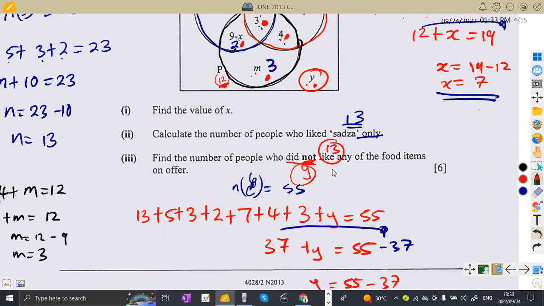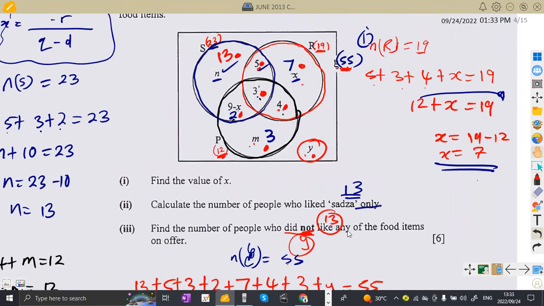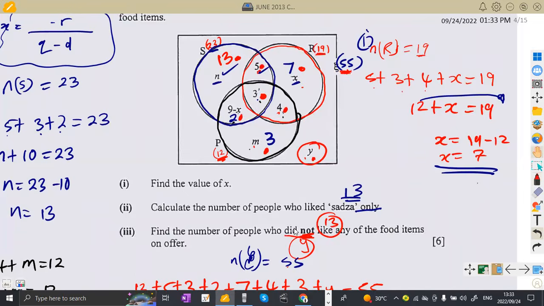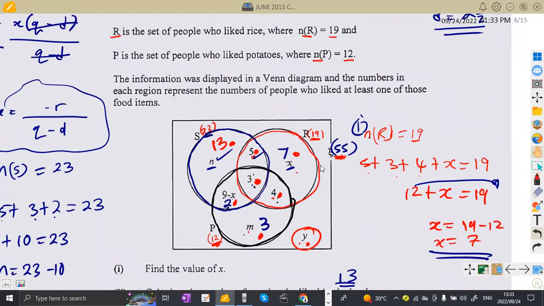Okay, so they are giving us the same number as those who like sadza only, because it gave us 13 also. Okay, anyways, it's fine like that. That is how the question was on the sets.